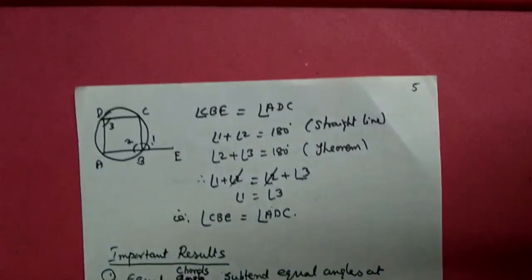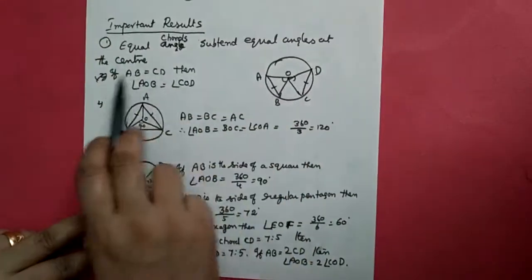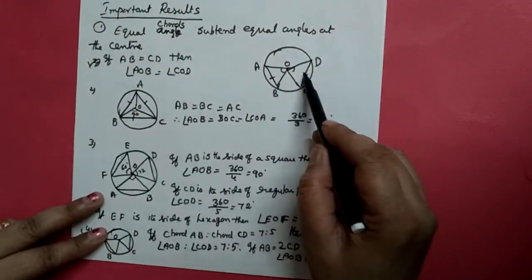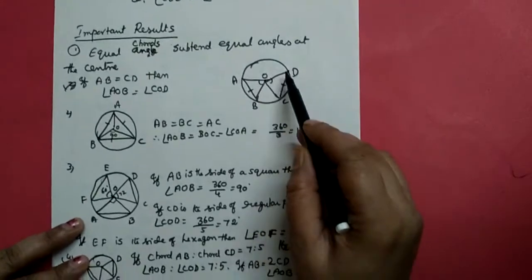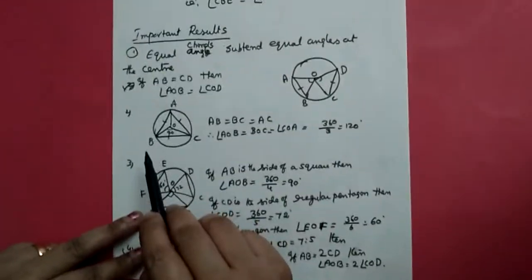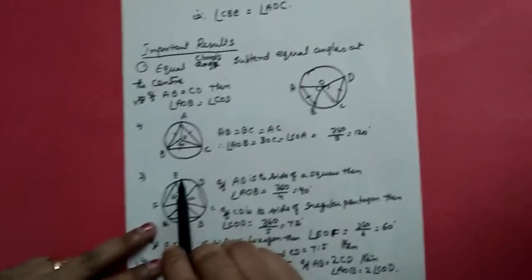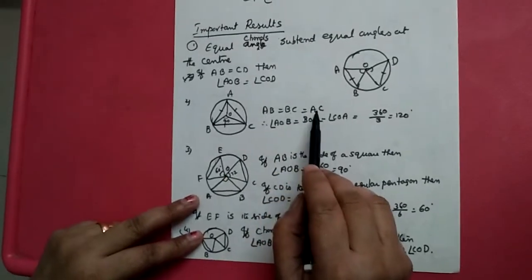So that is about the cyclic quadrilateral, and a few important results in the circle. Equal chords subtend equal angles at the center. Suppose the chords are equal, then the angles subtended at the center are equal: AOB is equal to COD. Next one, here this is an equilateral triangle. In an equilateral triangle, each angle is 60 degrees, you know, and all three sides are equal: AB is equal to BC is equal to AC.